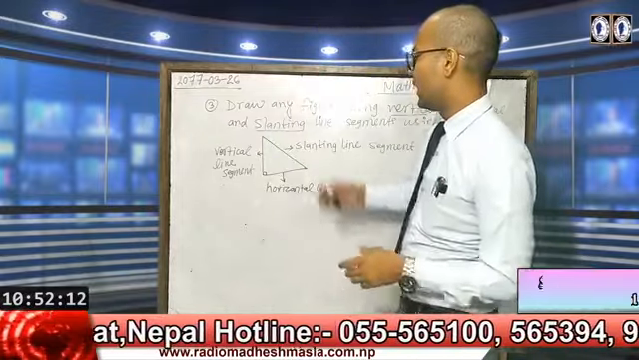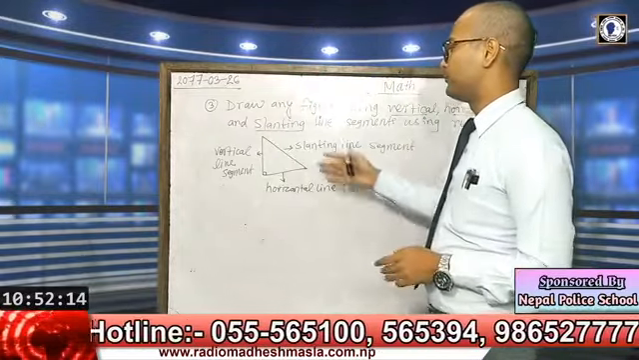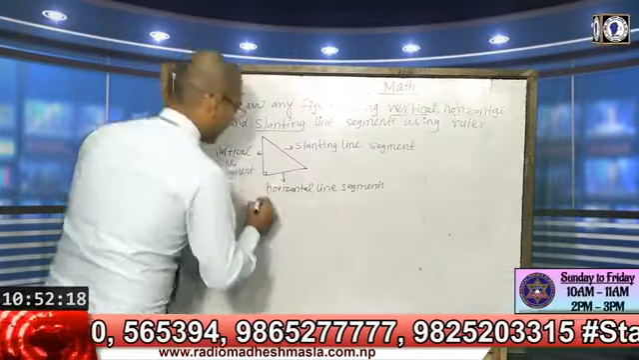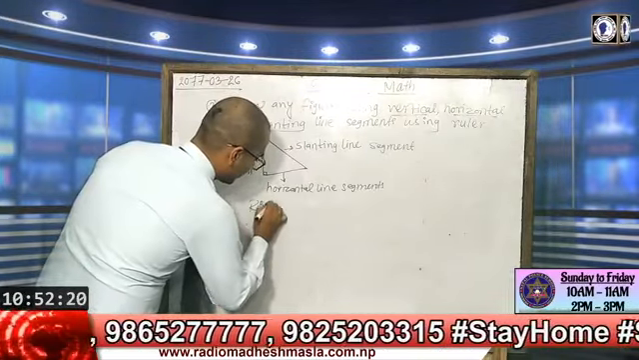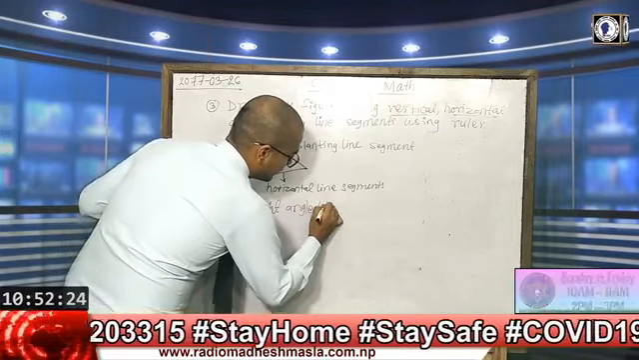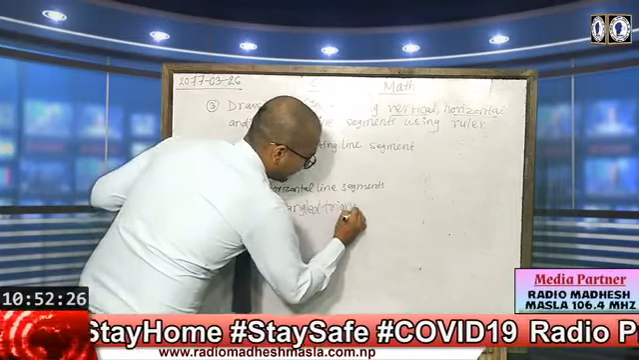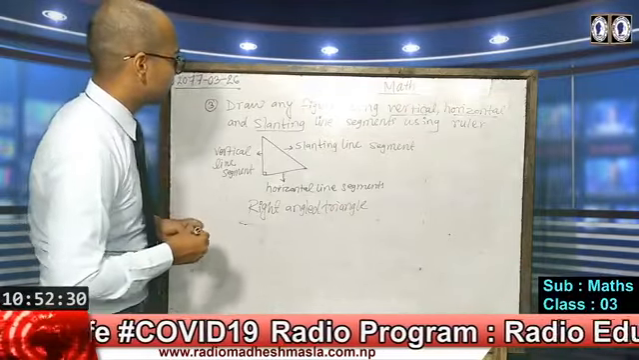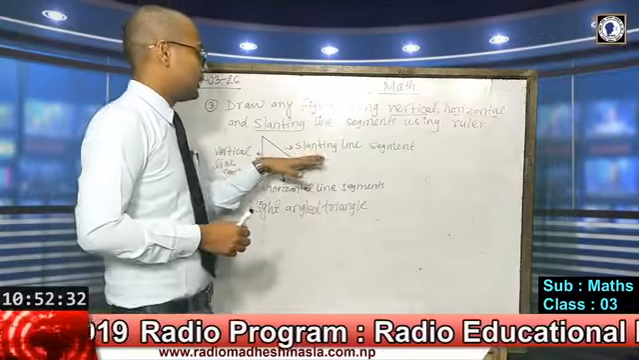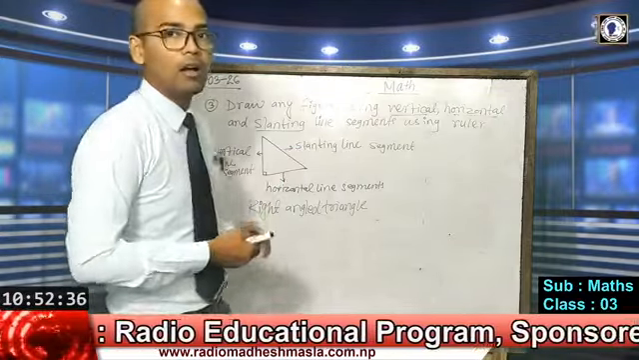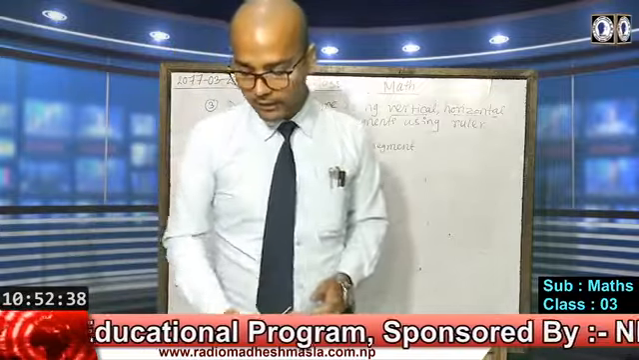by using a right angle triangle. So in the right angle triangle we can find these three line segments: slanting line segment, vertical line segment, and horizontal line segment.